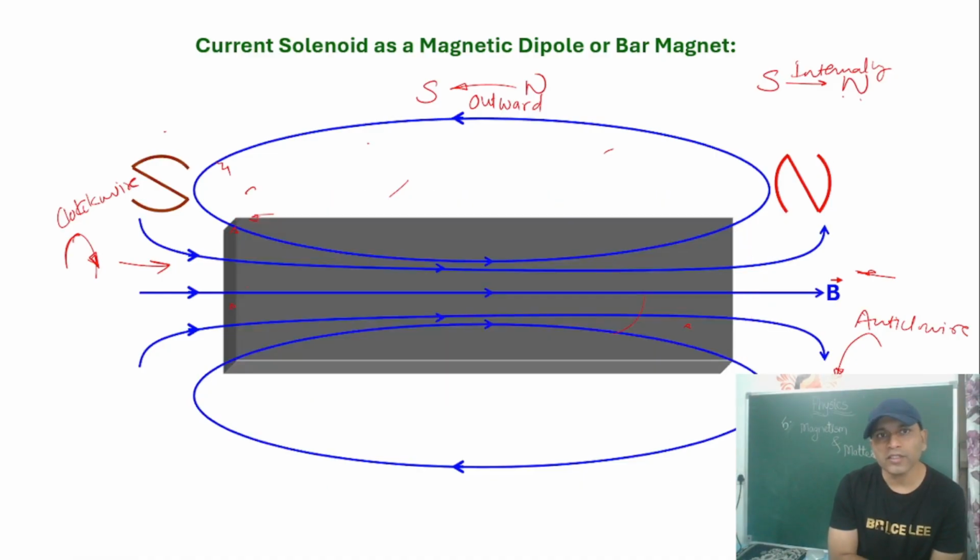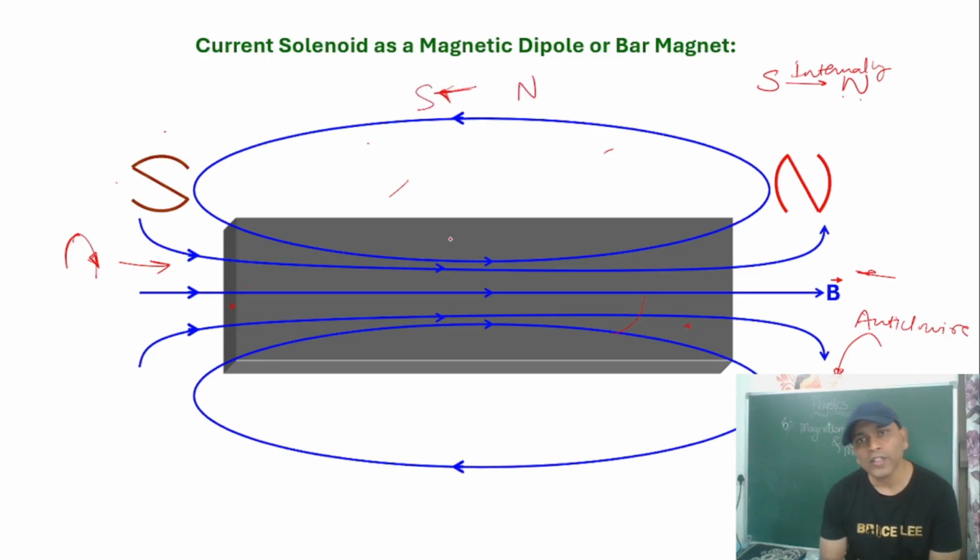Next is the solenoid as a magnetic dipole or bar magnet. Now we are discussing the solenoid as a bar magnet. You can see that it is completing the loop. The magnetic field is like north to south, north to south. It is running outward.